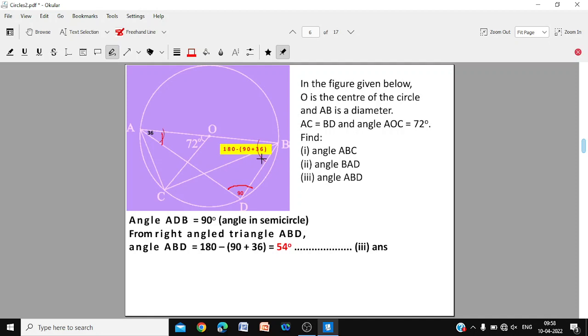So 90 minus 36 gives 54 degrees. Either you can take that one is 90, so the other two together must be 90, so 90 minus 36, or 180, the total angles of a triangle, minus this 90 and this 36. So in any way, you are getting 54 degrees. That is the answer for part 3. So simple concepts, simple rules, step by step, it is very easy to solve these types of questions.